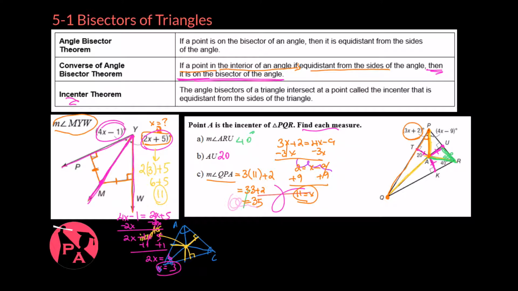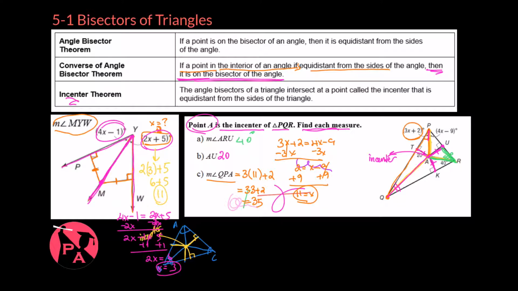The last example, we are given that point A is the incenter of triangle PQR. Find each measure. So let's focus on point A. It says this point is the incenter. That means this is where all the angle bisectors meet. Angle bisectors start from the angles. QA is an angle bisector. Whatever that angle is must be equal to this. These two angles must be congruent.